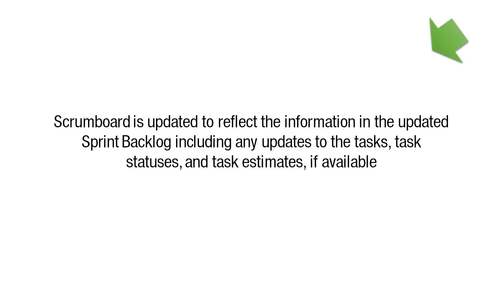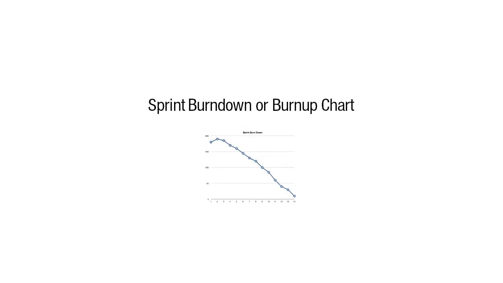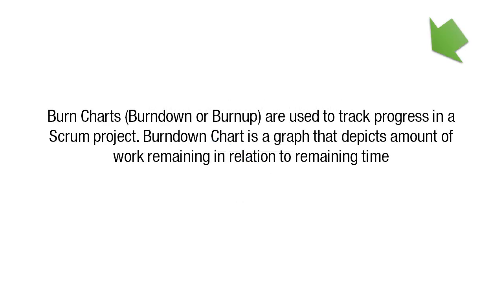The Scrum Board is updated to reflect the information in the updated sprint backlog, including any updates to the task statuses and task estimates if available. And lastly, the Sprint Burndown or Burn Up chart. Burn charts, either burn down or burn up, are used to track progress in a Scrum project.